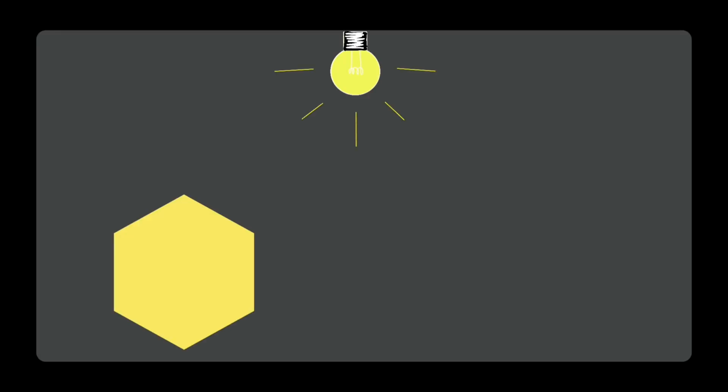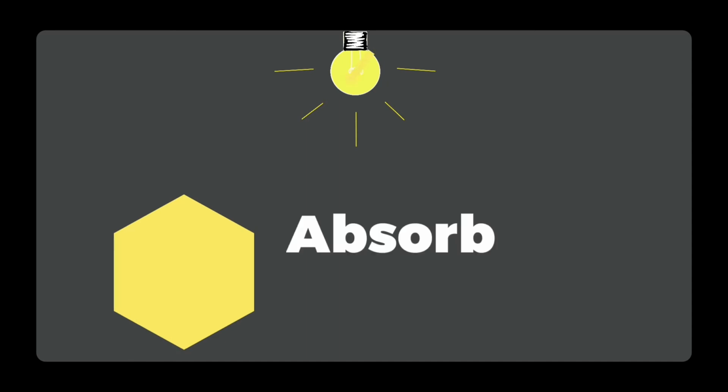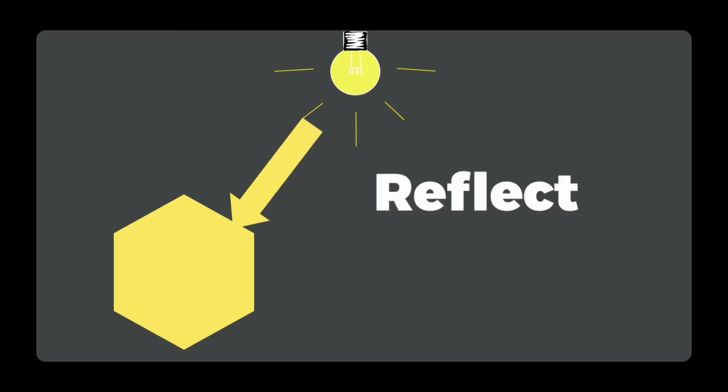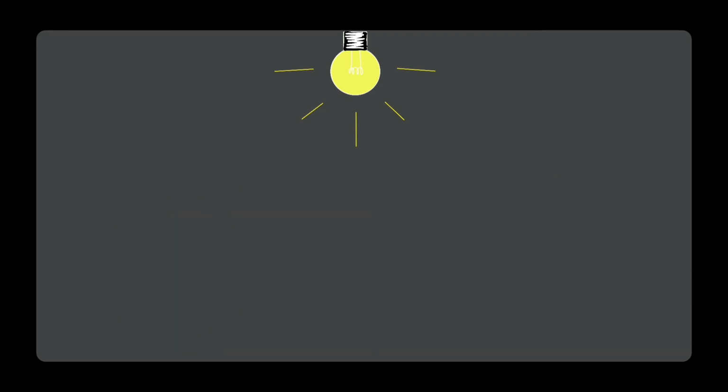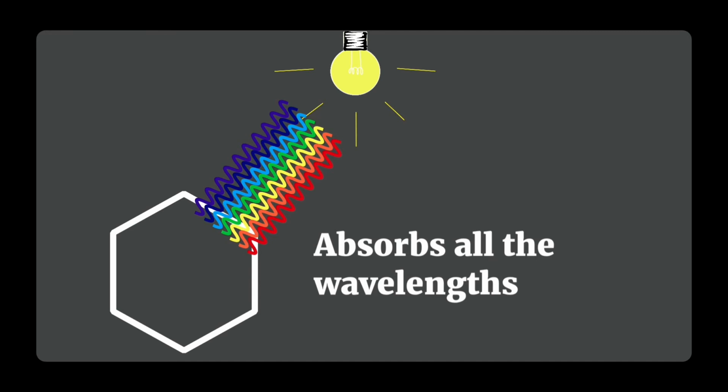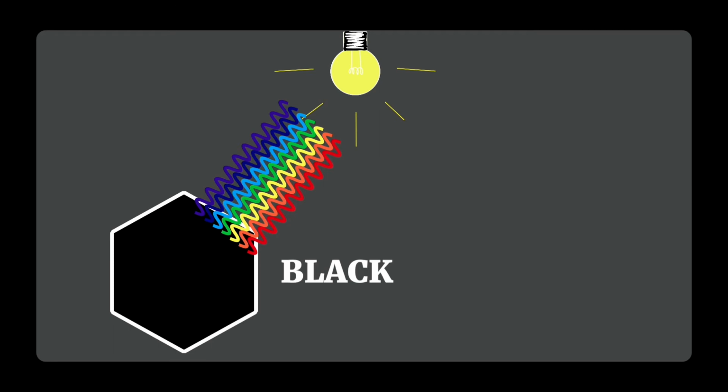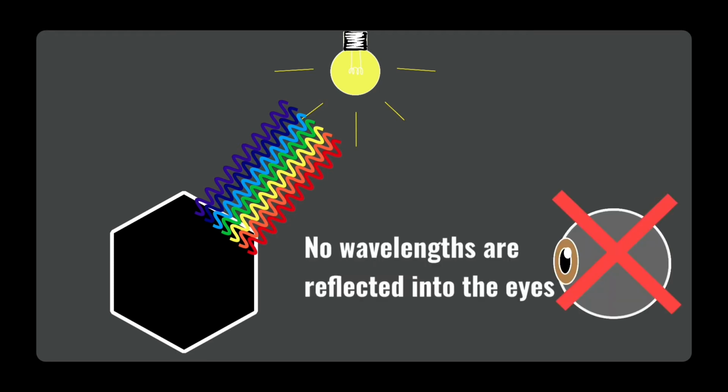In a room that has a source of light, the objects in it will either absorb or reflect all or some of the wavelengths of the light. So if the surface of an object absorbs all the wavelengths it receives, the object appears black to our brain because it is not reflecting any wavelengths into our eyes.